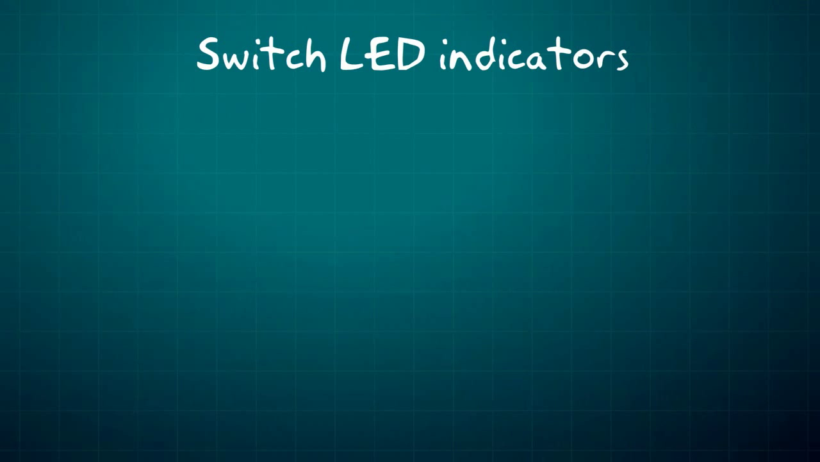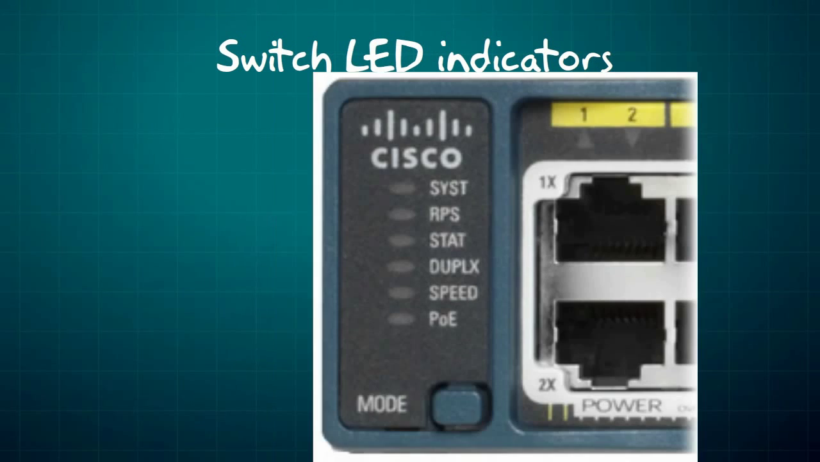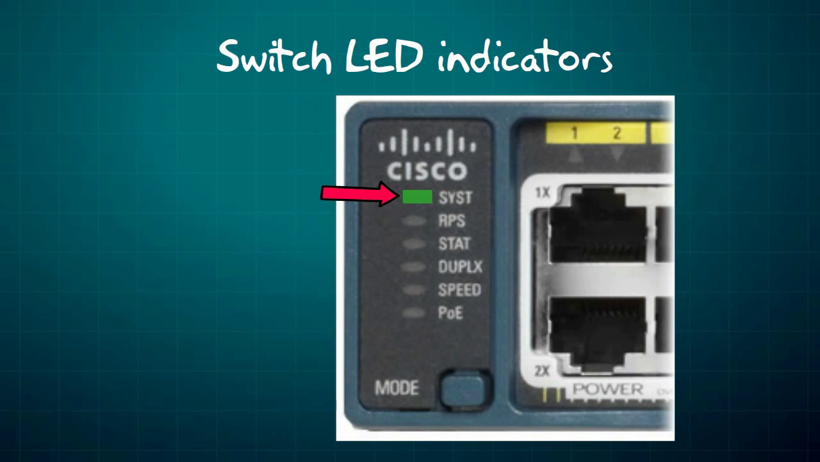Now we are going to review the switch LED indicators. We have different LEDs on the switch that will tell us about the state it is in. First, there is the system LED, which shows whether the system is receiving power and is functioning properly. Then the redundant power system, or RPS, LED that shows the RPS status, which is an alternate power mode.